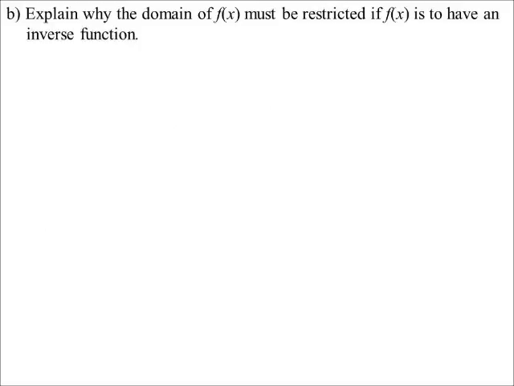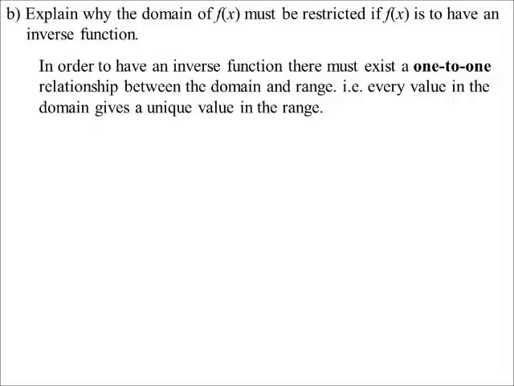Explain why the domain of the function must be restricted if it's going to have an inverse function. What did I say? Oh, I went very technical. In order to have an inverse function, there must exist a one-to-one relationship between the domain and range. In other words, every value in the domain gives a unique value in the range. That's a pretty cool definition. You could probably say it failed the horizontal line test. Or you could say, I guess, for a particular y value there exist 2 x values or something like that.